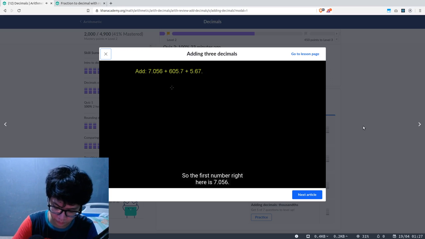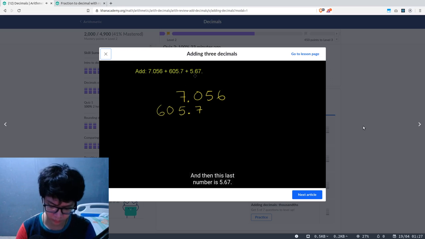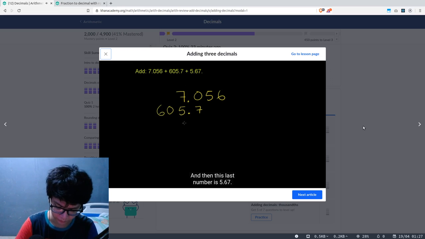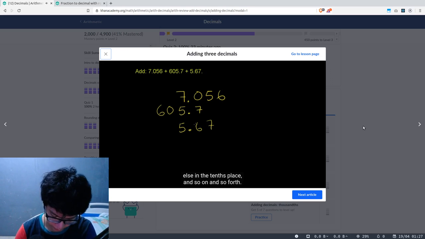This first number right here is 7.056. This second number right here is 605.7. And then this last number is 5.67. So now we have everything lined up. Everything that's in the ones place is below or above everything else in the ones place. Everything in the tenths place is below or above everything else in the tenths place, and so on and so forth. So we can add.